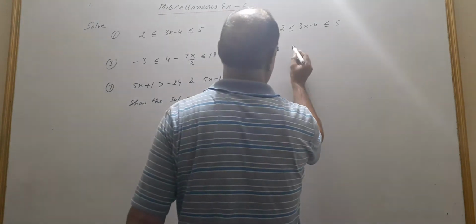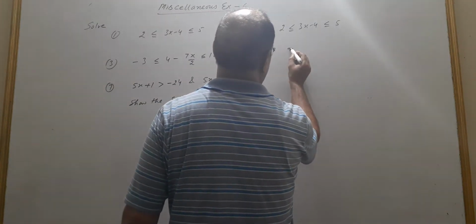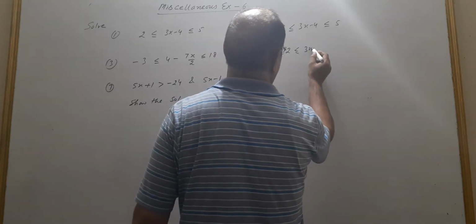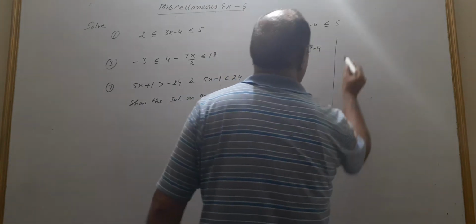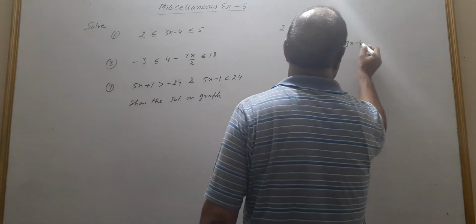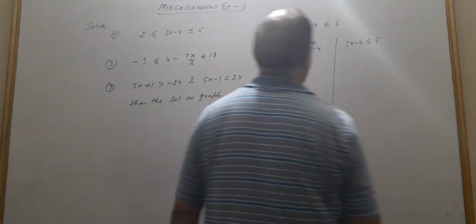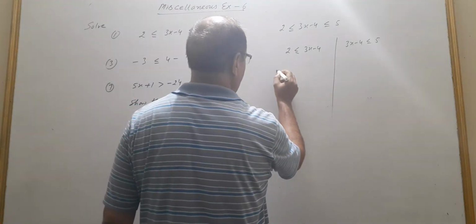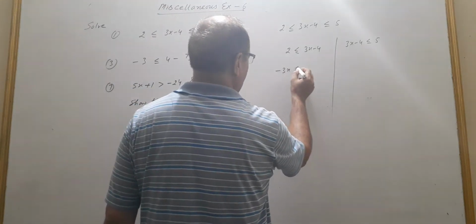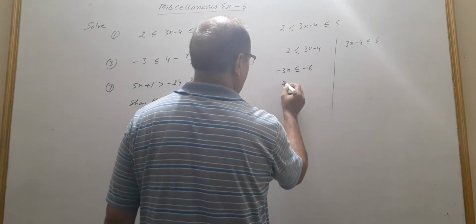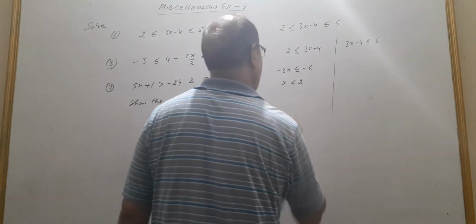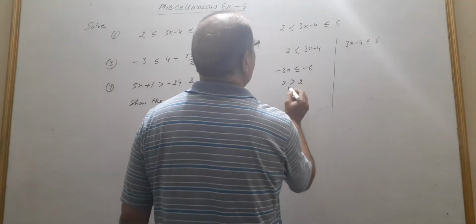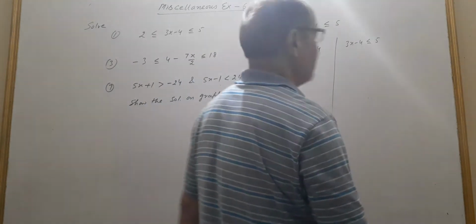The first way, which is the simplest way, is that 2 is less than or equal to 3x minus 4, and second is 3x minus 4 is less than or equal to 5. ऐसा आपने पहले सॉल्व करा है. By transferring this, it becomes minus 3x is less than or equal to minus 6, and x is less than 2. Is it clear? And the sign of inequality will change its position when we divide or multiply by minus.